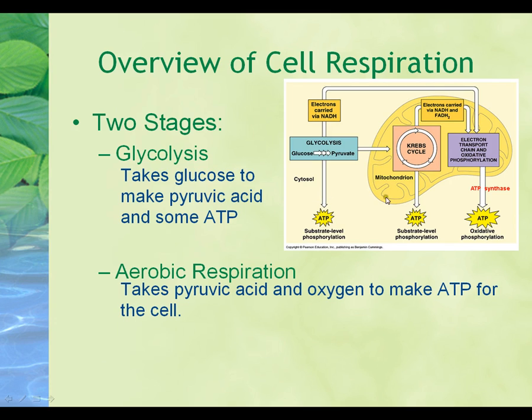Larger organisms, though, need more ATP. So the mitochondria takes in the pyruvate and oxygen, puts it through the Krebs cycle, and then the electron transport chain, and you end up with lots and lots of ATP. And that's it. Look up the notes on photosynthesis and cell respiration if you need to.